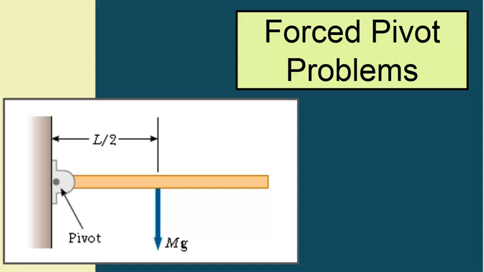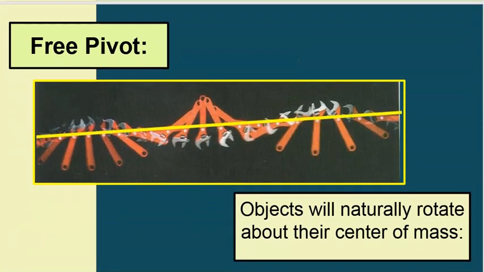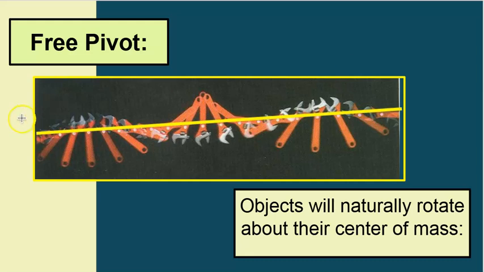All right, folks, these are what I call forced pivot problems. And let's compare that to a free pivot. So this is like throwing a wrench, bird's eye view. The wrench is rolling around on the floor and it's going to rotate, but they marked the center of mass of the wrench. And so it's going to rotate about the center of mass. Okay, that's a fact that you should know.